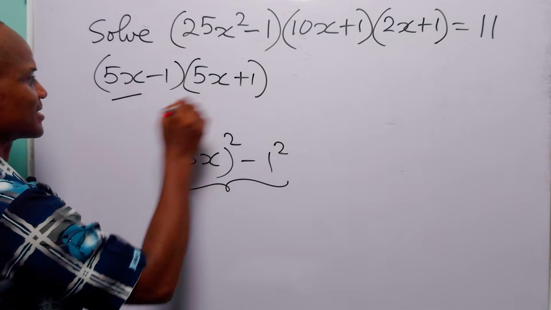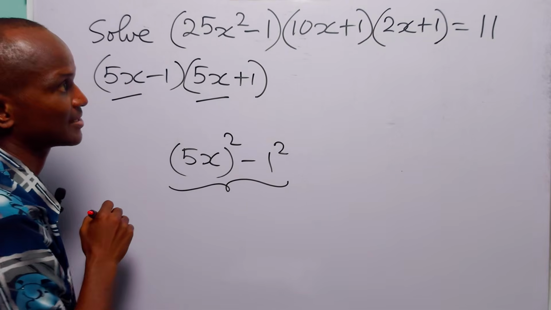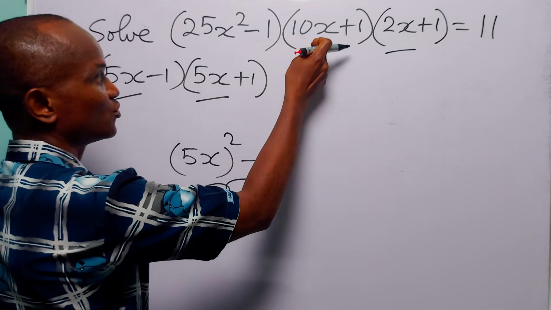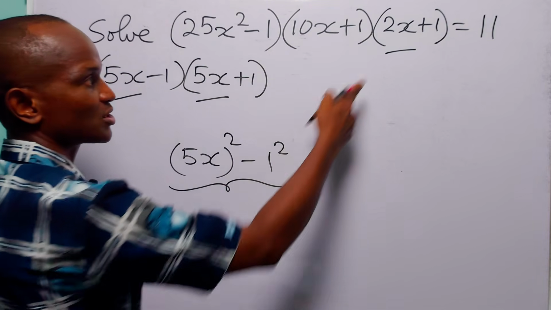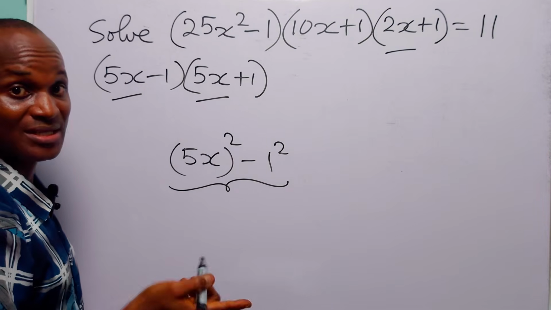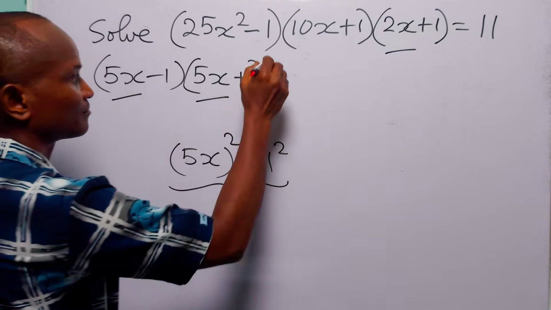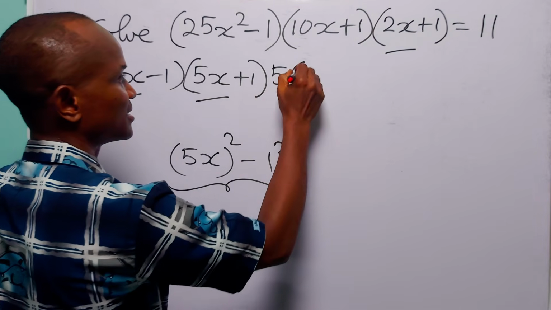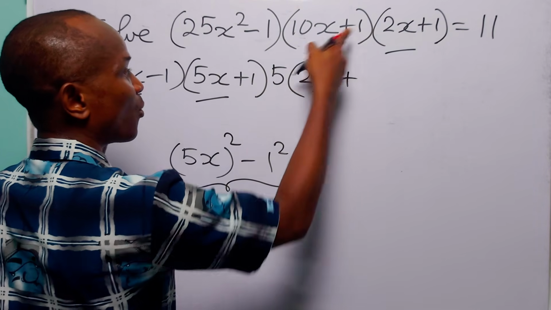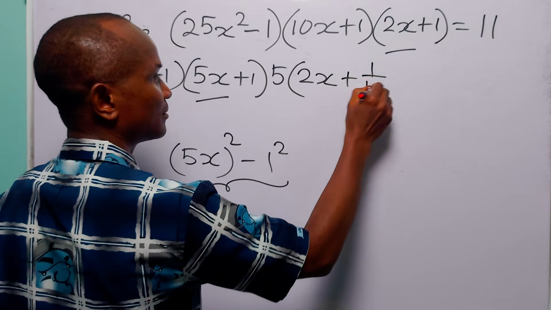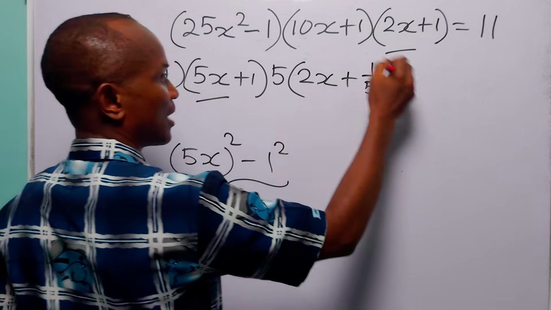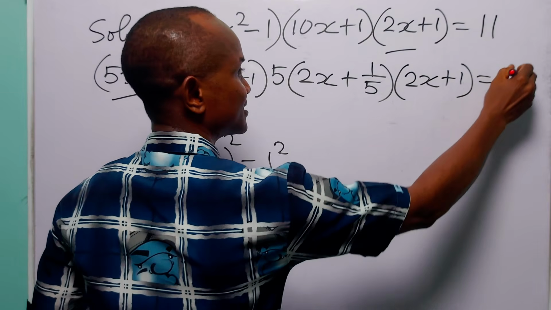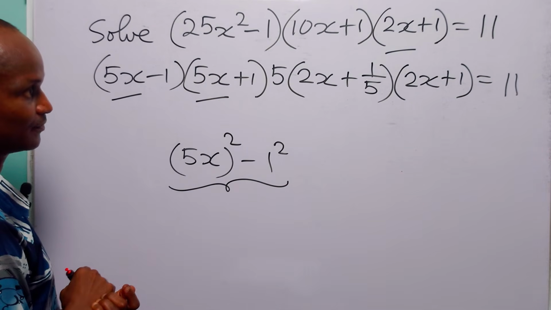Now here we have 5x. Here we also have 5x. Here we have 2x. Now, is there something that we can do to 10x to give us 2x? Of course, there is. We can divide by 5. So we have 5. 10x divided by 5 is 2x. And 1 divided by 5 is 1 over 5. Now we still have 2x plus 1. And this is still equal to 11.